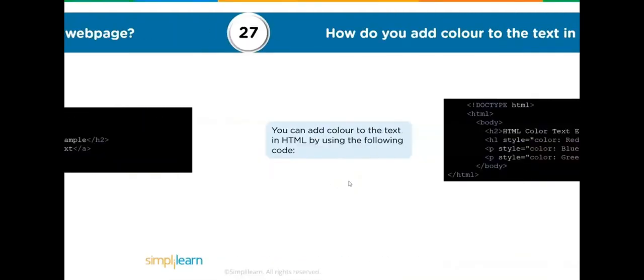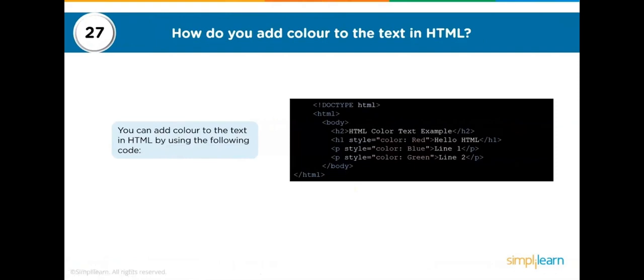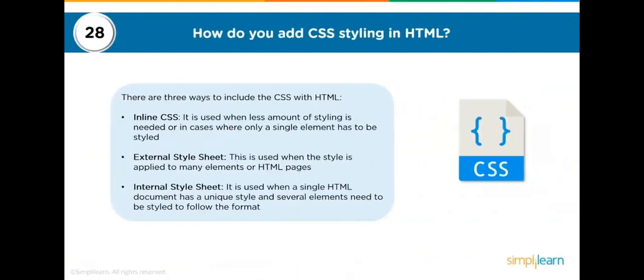Now followed by this we have our 27th question. How do you add color to the text in HTML? So the answer for this question is you can add color to the text by using the following code, which is present on the right side part of my screen, where you can add red color and blue color, green color to this particular paragraph and headings. Now followed by 27th question we have our 28th question.